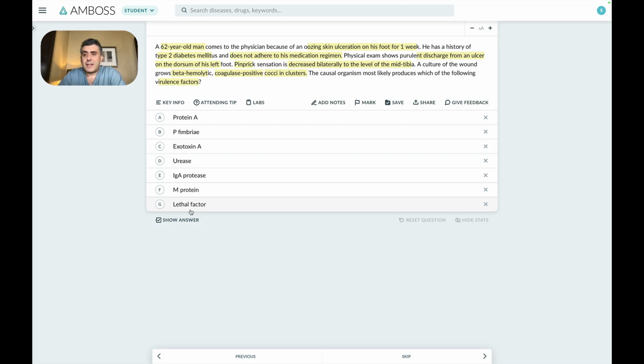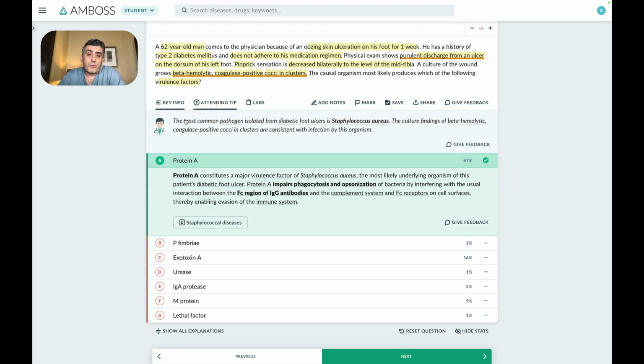And lethal factor, I think that's Bacillus anthracis. So now out of all these, we're going to go for protein A is staph. Now I know I may make it look easy, but it's not, but it is, if that makes sense. It's not because you need to know the information.